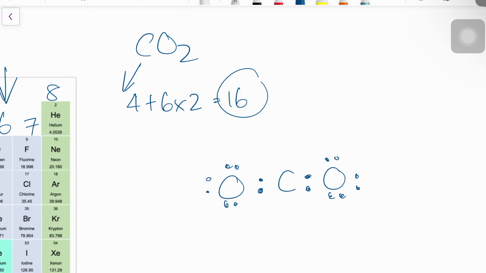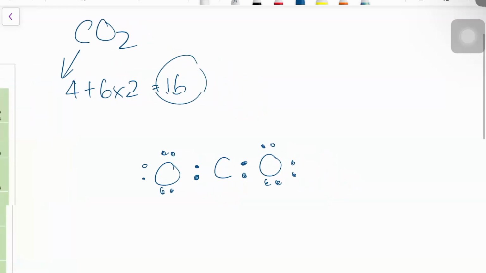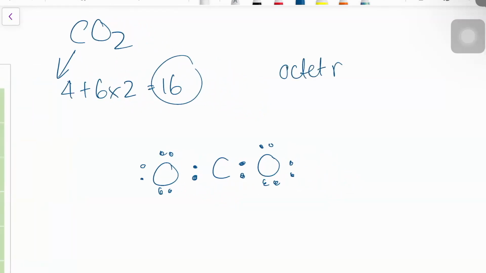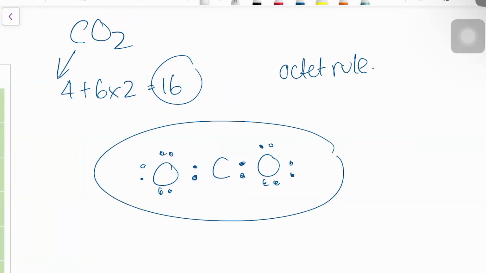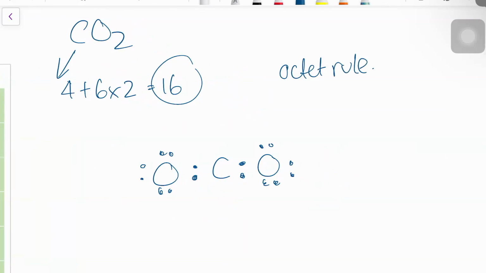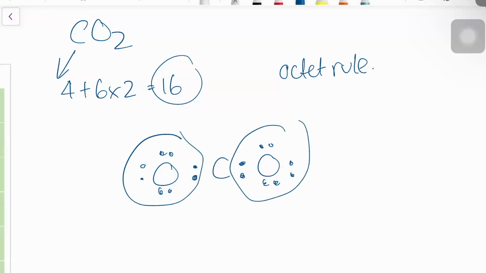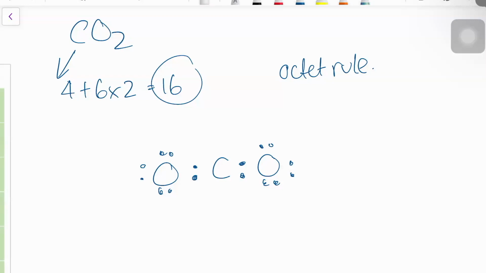I'm not done yet though. You want to make sure that your Lewis dot diagram does not disobey the octet rule. The octet rule says that you can have a maximum of 8 valence electrons. The octet rule breaks down for larger atoms because they're big enough that they can fit in more electrons, but most of the Lewis dot diagrams you're going to do tend to have a maximum of 8. Right now I'm not disobeying it. There's 8 around this one, 8 around this one, and then the carbon has 4 around it. So that's all good. I have to have a maximum of 8.